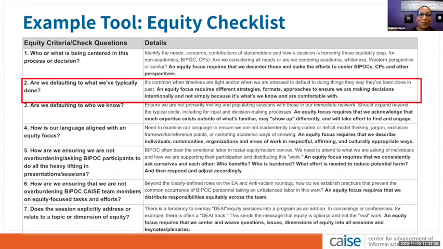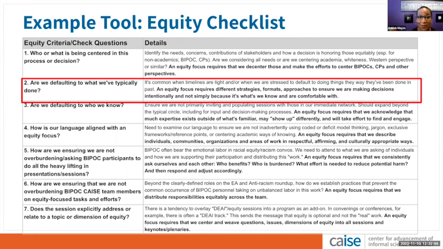We wanted to have a little bit more meat behind that to help justify why that question was important, but also acknowledge what taking an equity focus and perspective might mean. So we articulated that it's common when timelines are tight, or when we are stressed, to default to doing things in the way that they've been done in the past. And that an equity focus requires different strategies, formats, and approaches to ensure that we're making decisions intentionally and not simply because it's what we know and what we're comfortable with. Really simple language that gave us the moment to pause.